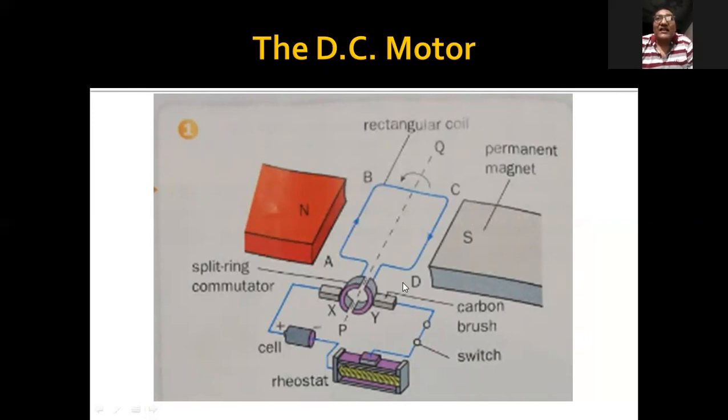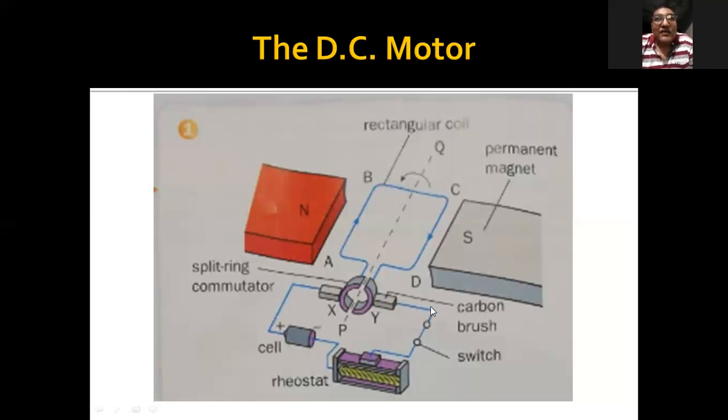Here we have a coil. And the name of this coil is A, B, C, D. Okay? And here you have a battery. And this is the positive side of the battery. And from here, this is a carbon brush. We call it carbon brush. This is called a split ring commutator. This one is also a split ring commutator. This is a carbon brush.